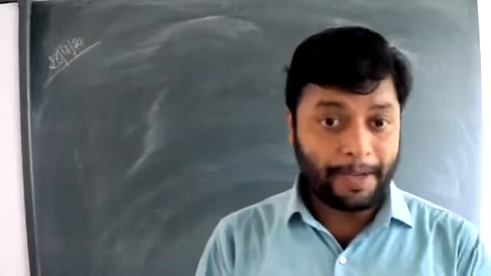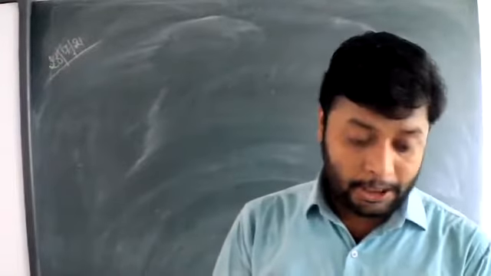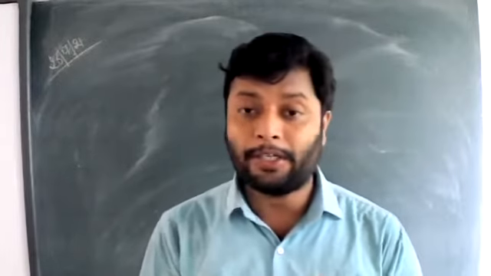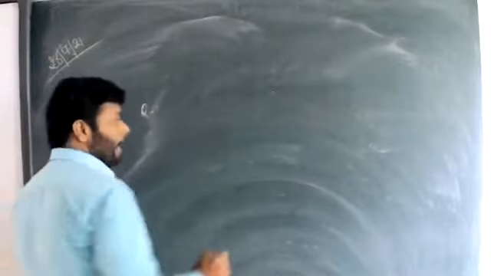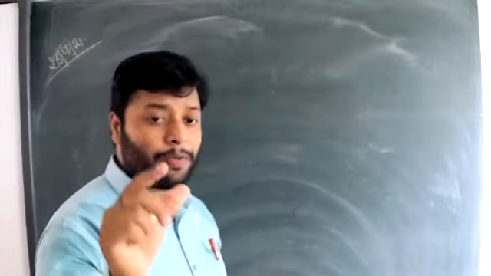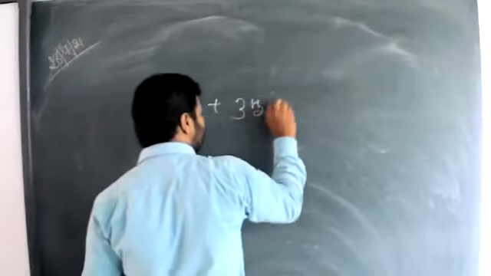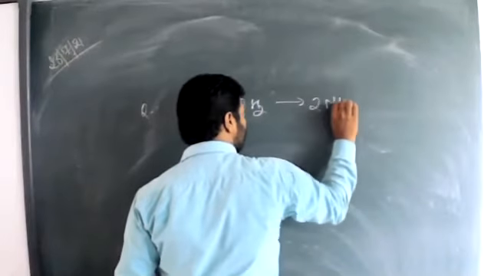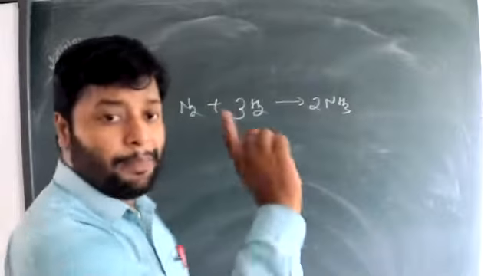The first question is: what is the mass of ammonia in grams produced when 2.8 kilogram of nitrogen reacts with 1 kilogram of hydrogen? So let's discuss this question first. To solve this question, you have to write the equation first. Nitrogen and hydrogen give out ammonia.